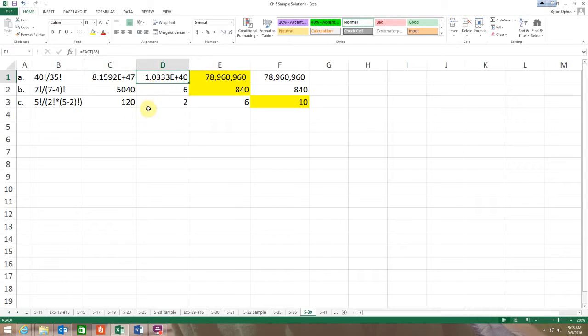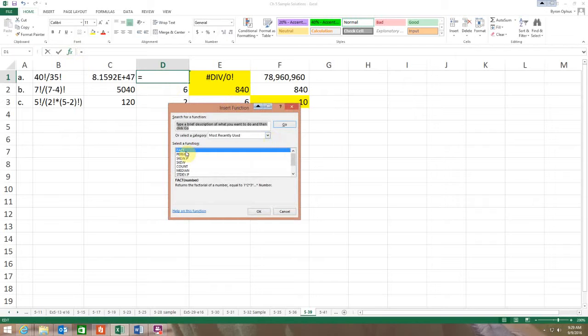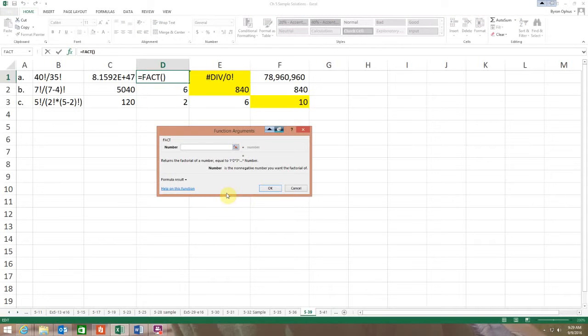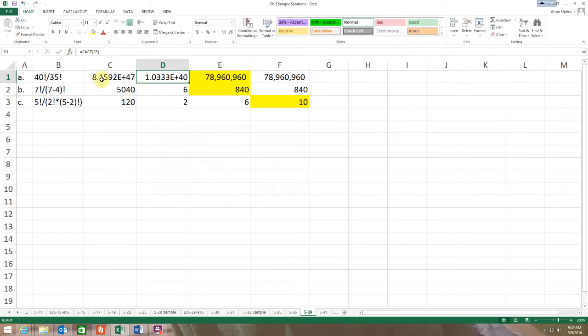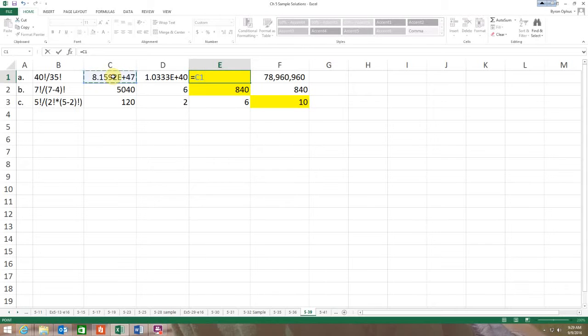And then we can do 35 factorial the same way. So we'll just come up here, and in this case I'm going to hit most recently used because I just did use it, and 35 is my number. Now I've done 40 factorial and 35 factorial, and it wants me to divide those two, so I simply can do that here. This is equal to, let's hope it gives us a little smaller number, this divided by this. And it does. It's still a pretty good sized number, but 78,960,960. Now, I also have that same answer here.